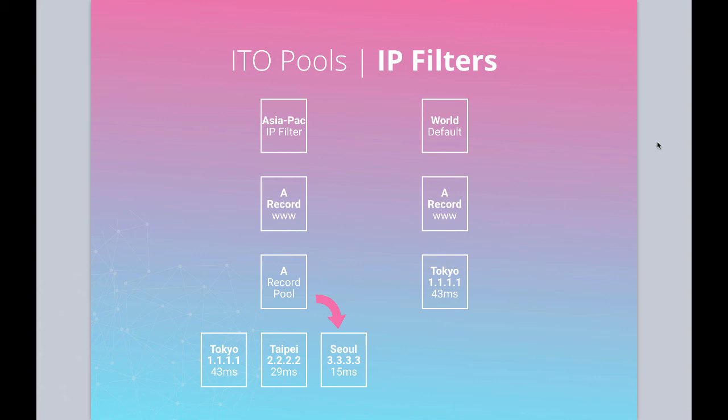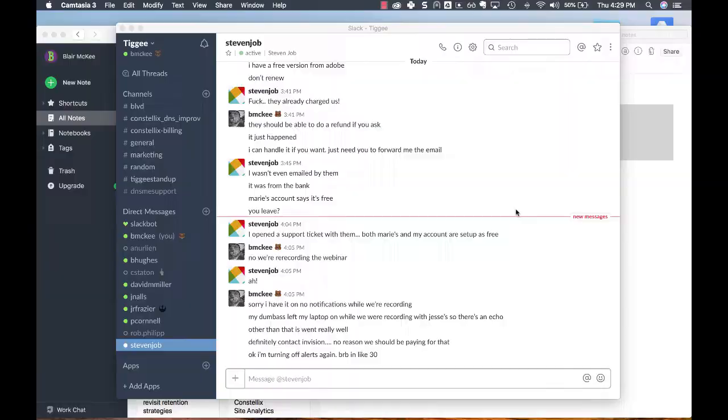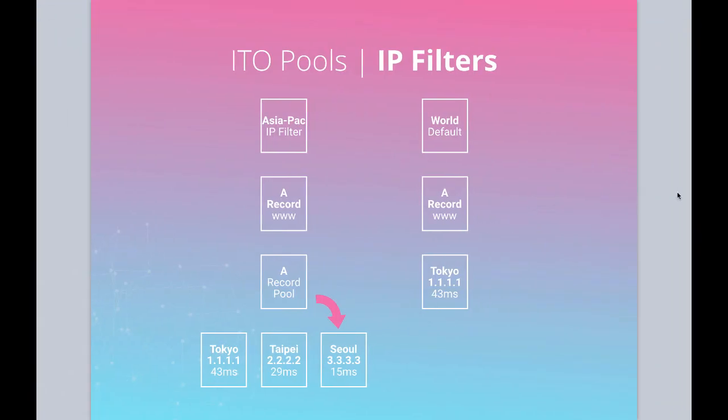Now, a little background on IP filters. They're just rules that you can apply to records that say, all right, anybody that matches this rule set will be answered by this record. Now, when you have an IP filter, you also have to have a world default, which is what we have here on the right side. And that just means that anybody that doesn't match our IP filter rule will be answered by our world default.